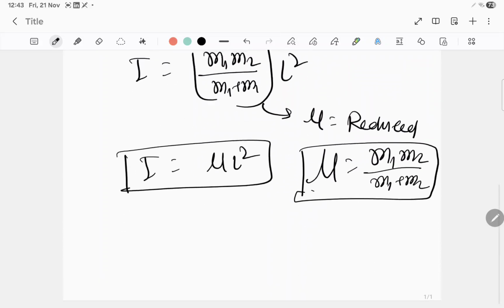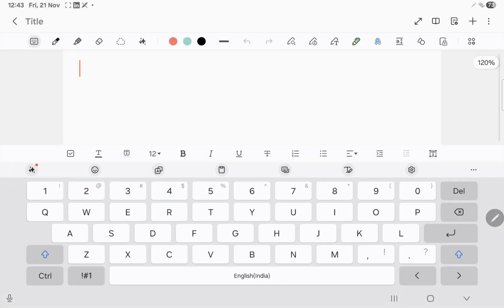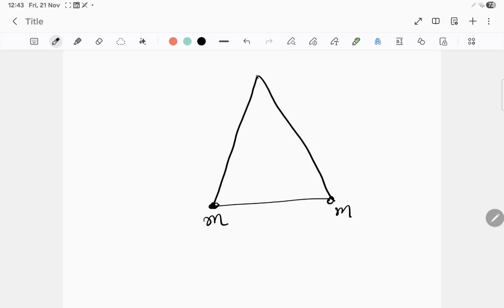Now let us take one more question. This is a triangle, mass m, this is also m, and this is also m. We have to find the moment of inertia about this axis, and this is an equilateral triangle of side L.